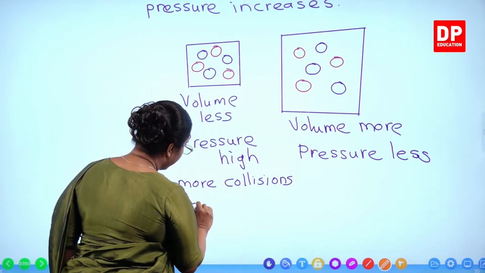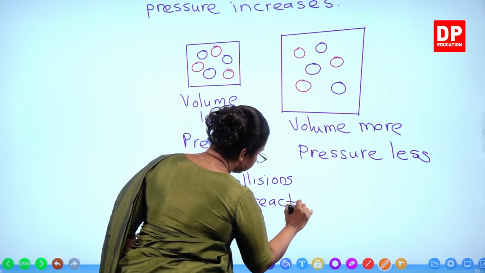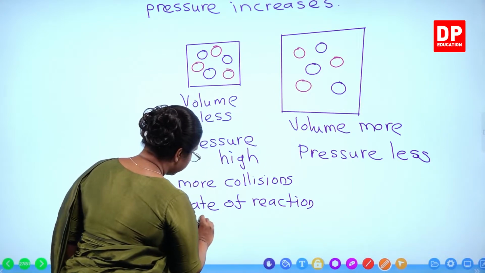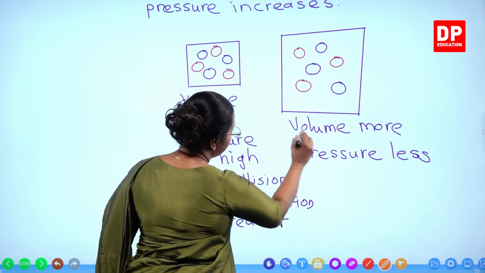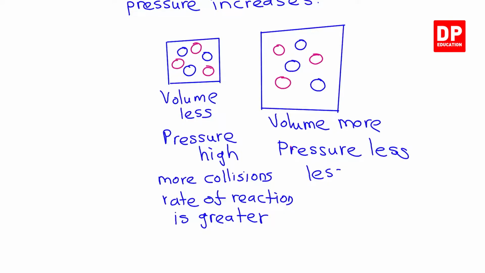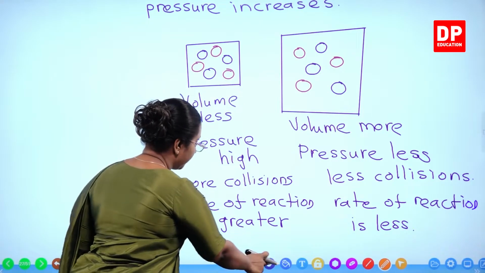So rate of reaction is greater. Here, of course, there will be less collisions compared to the previous one. So rate of reaction is less. Can you think of an example for this one?